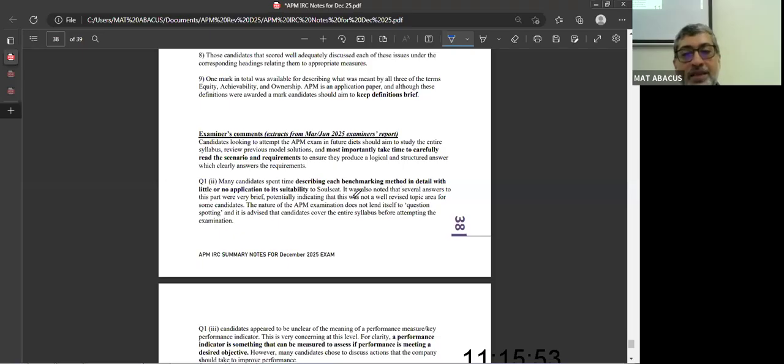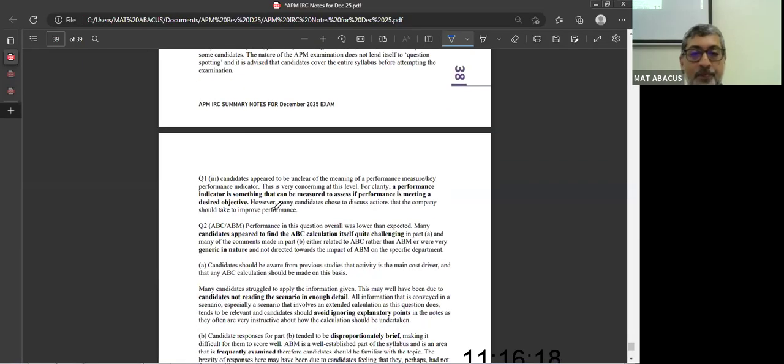It was also noted that several answers to this part were very brief. This is now our current problem nowadays, potentially indicating that this was not a well-revised topic area for some candidates. The nature of the APM examination does not lend itself to question spotting. So nobody expected benchmarking, and it is advised that candidates cover the entire syllabus before attempting the examination.